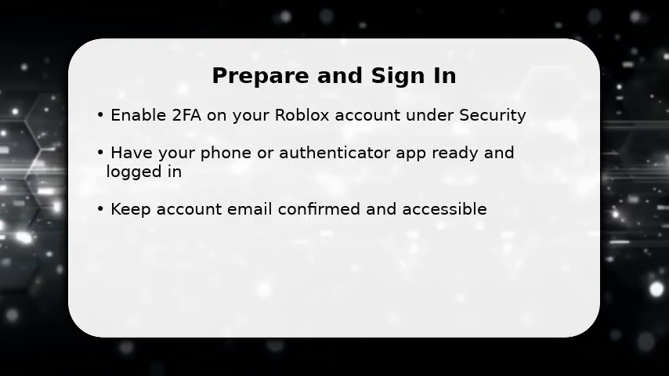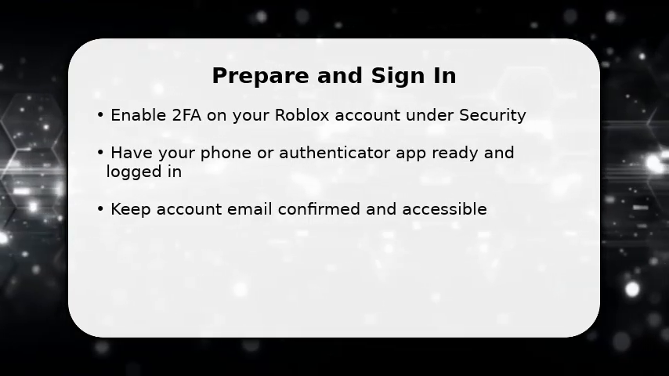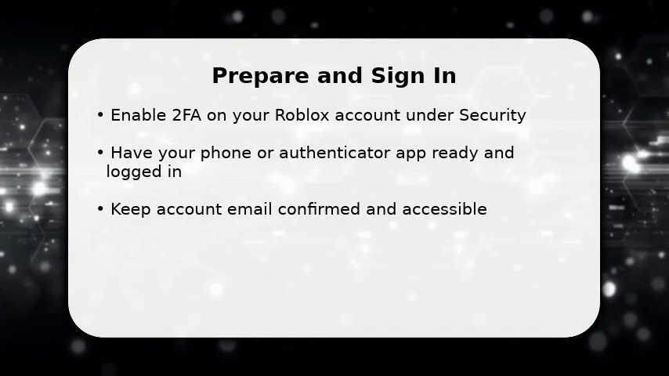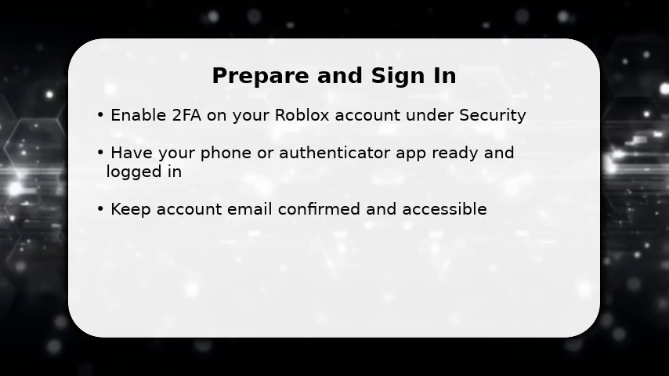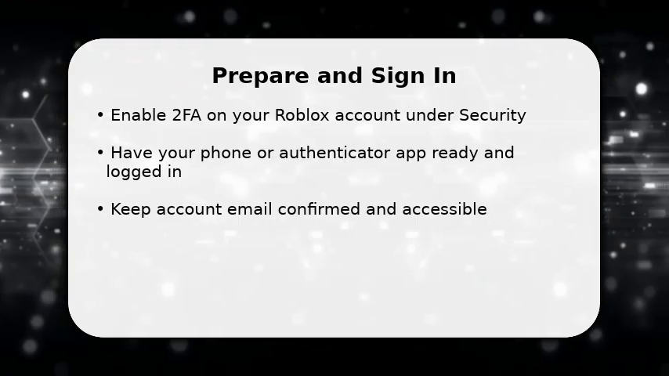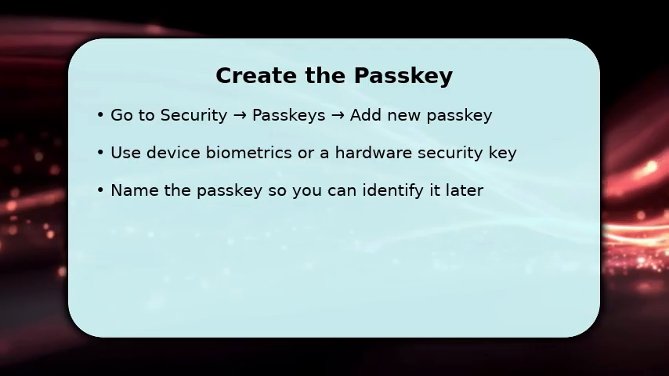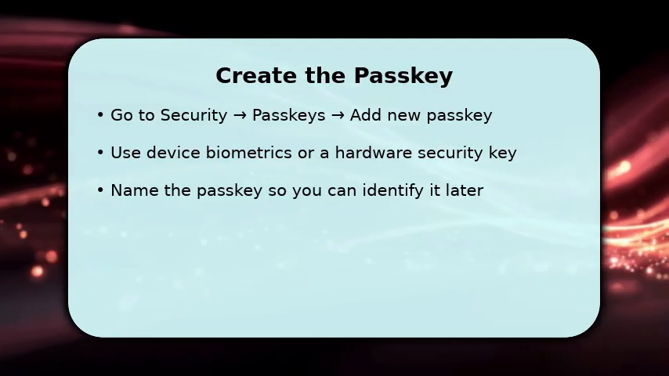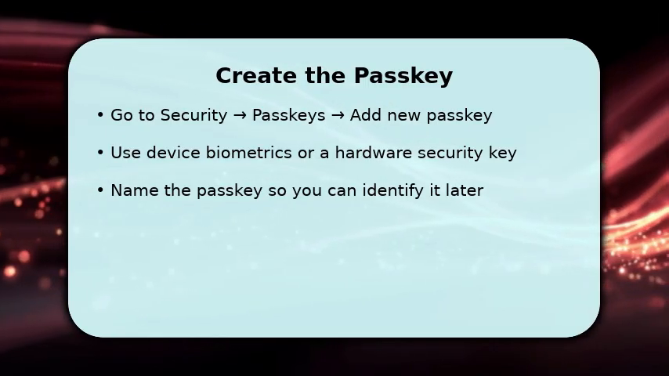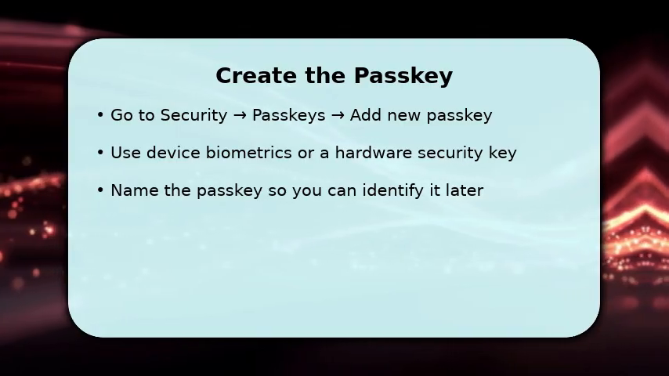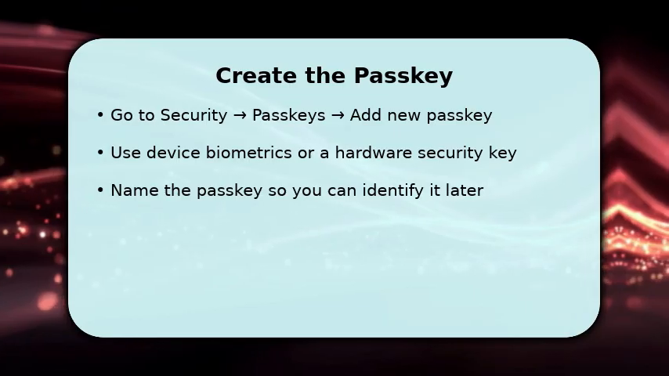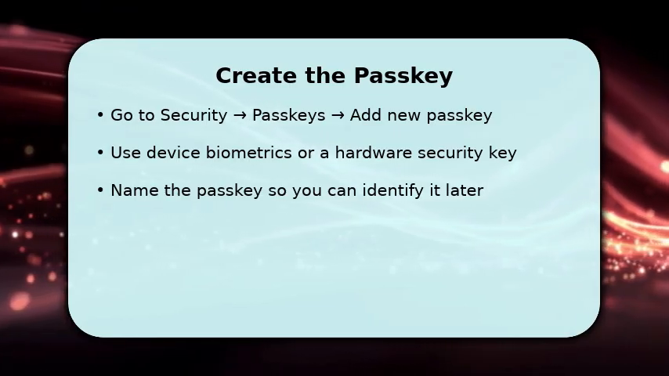Begin the passkey creation immediately after 2FA verification, so the site links the new credential to your current session without expiry or extra verification steps. Once done with 2FA, navigate to Security and choose Passkeys, then add new passkey. Follow the prompt. Select a built-in method like Face ID or fingerprint, or insert a hardware key, USB/NFC.